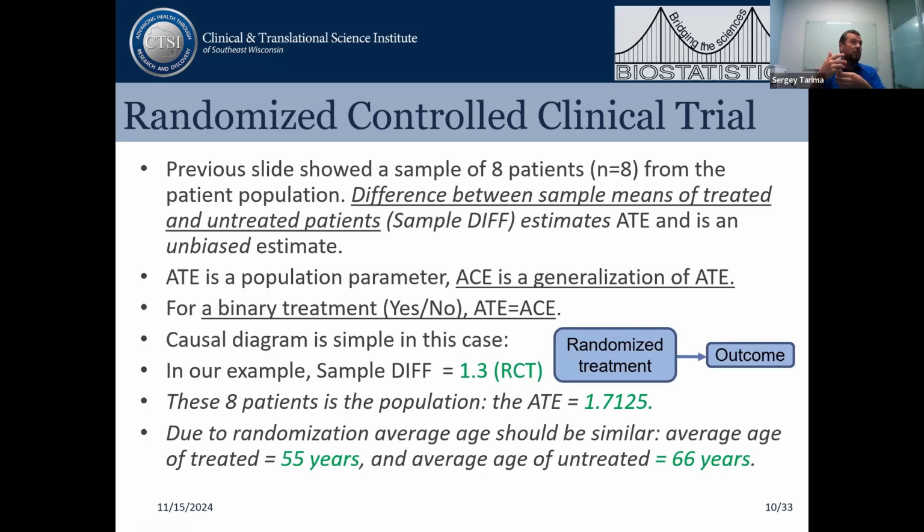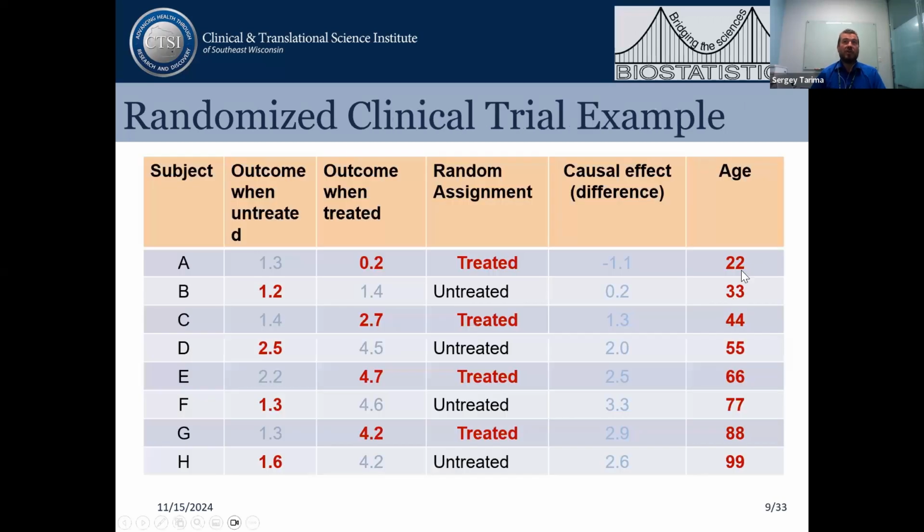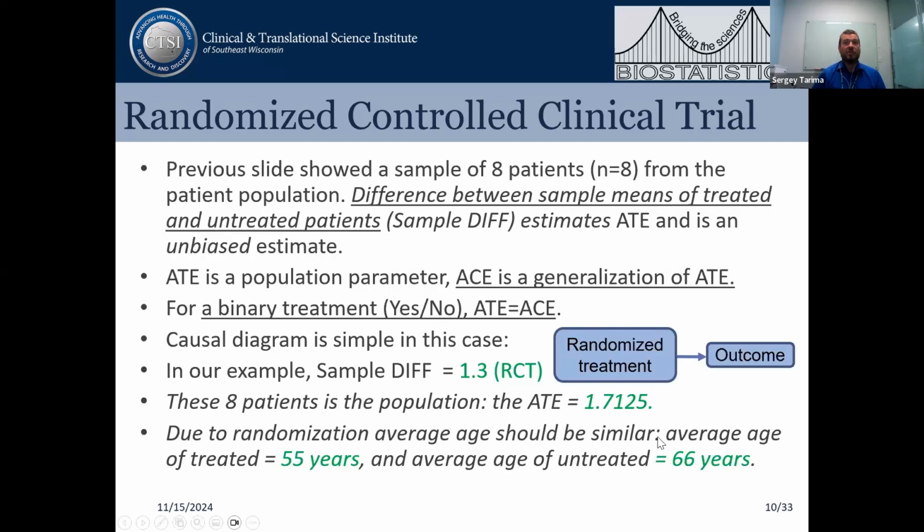As I mentioned, since we do randomization, the distribution of covariates should be approximately the same between these two groups. If you just look at those who were treated, the patients' ages are like 22, 44, 66, 88. If you consider the average across these 4, our average age would be 55 years in the treated group. In the untreated group, the average age is 66. So similar. Of course, they're different. Every time we will get slightly different numbers, but they're similar.